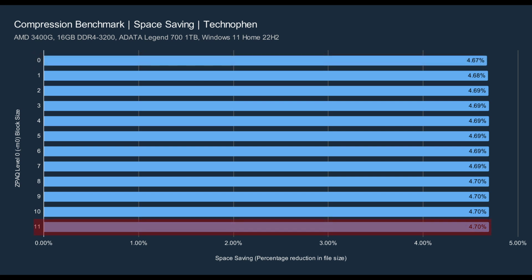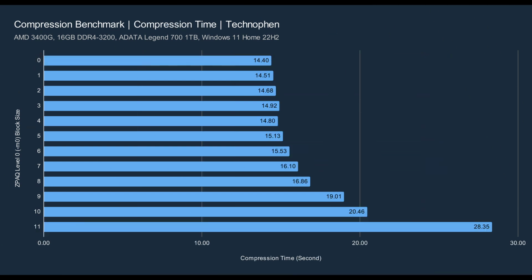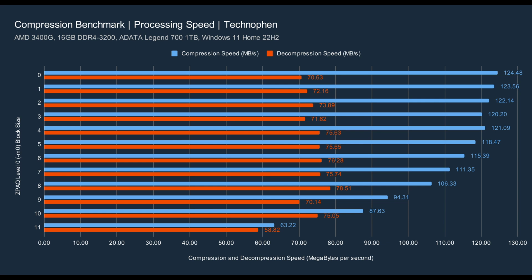Increasing the block size, however, seems to not affect the space saving. Rather, it just increases the processing time. And at block size set to 11, it's taking double the time, yet delivering no improvement in compression. Decompression speed seems unaffected and roughly around 70 to 75 megabytes per second, at least until block size 11, at which it decreases to 58 megabytes per second.